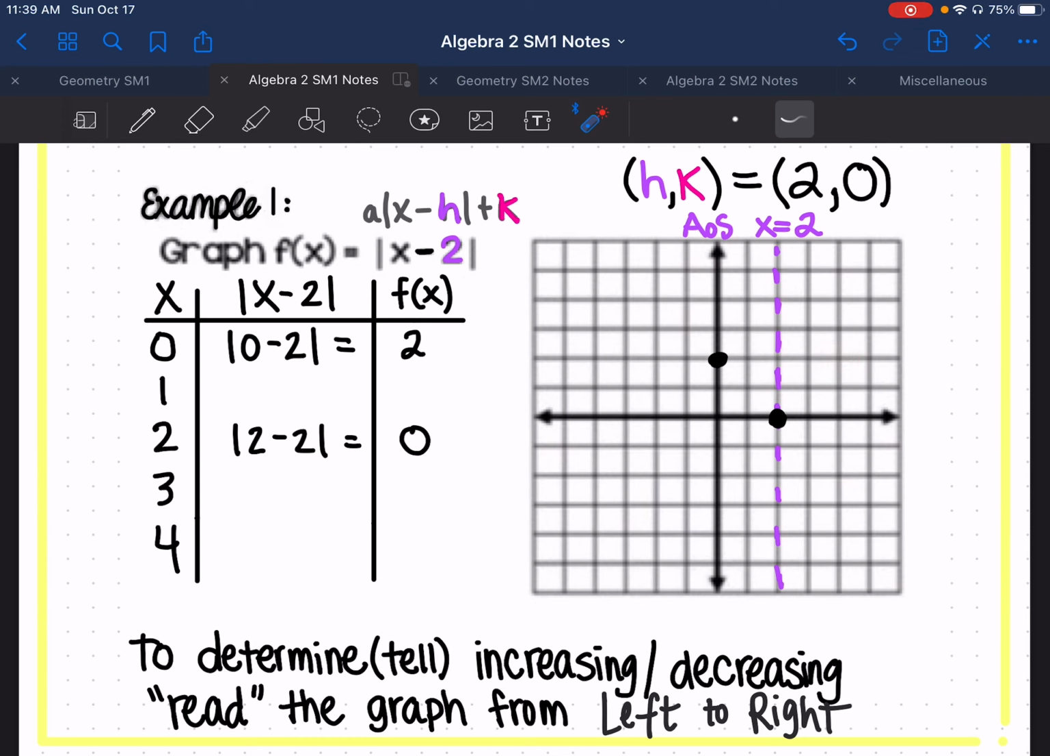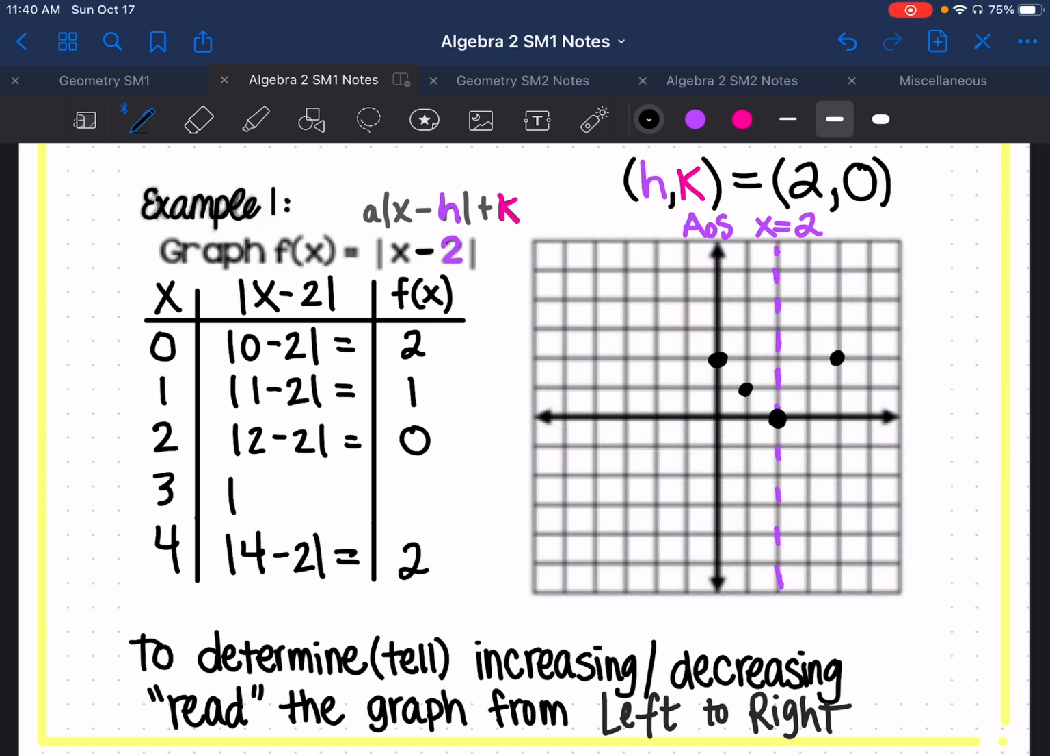Let's go ahead and see. Let's go to the bottom of the table and let's see if that is true. 4 minus 2 is 2, and the absolute value of 2 is 2. Look at that. There we go. Let's go back up here. 1 minus 2 is negative 1. The absolute value of negative 1 is positive 1. So 1 comma 1. The axis of symmetry says since that point is 1 away, there's 1 away on the other side. I should have a point here at 3 comma 1.